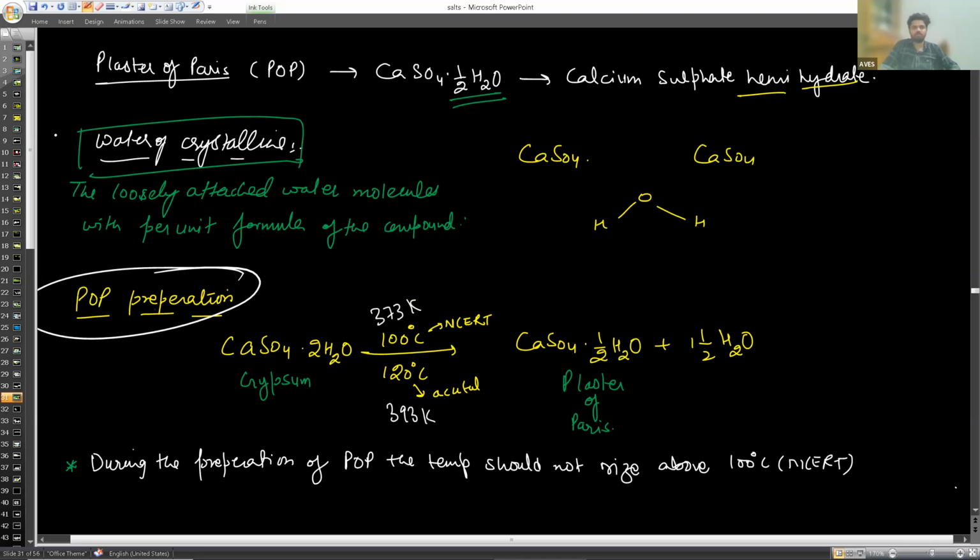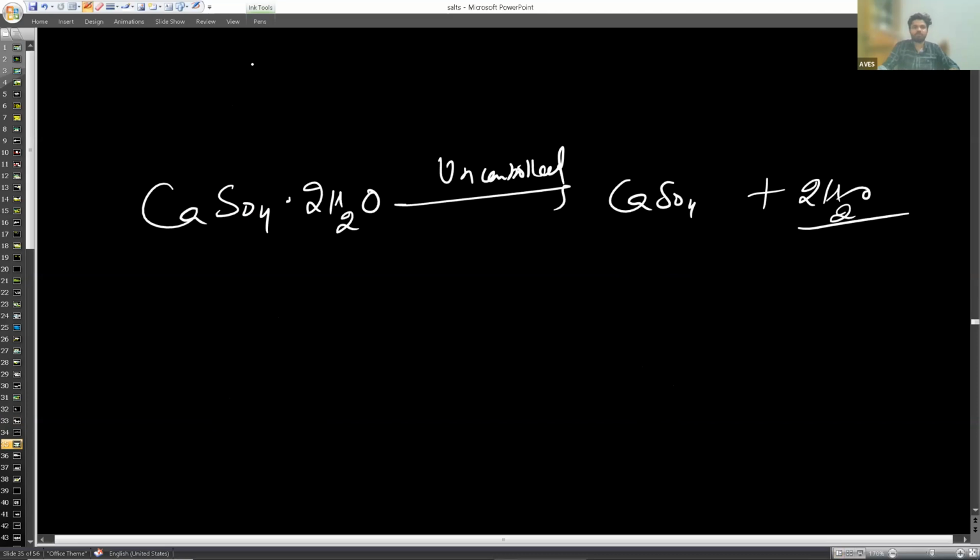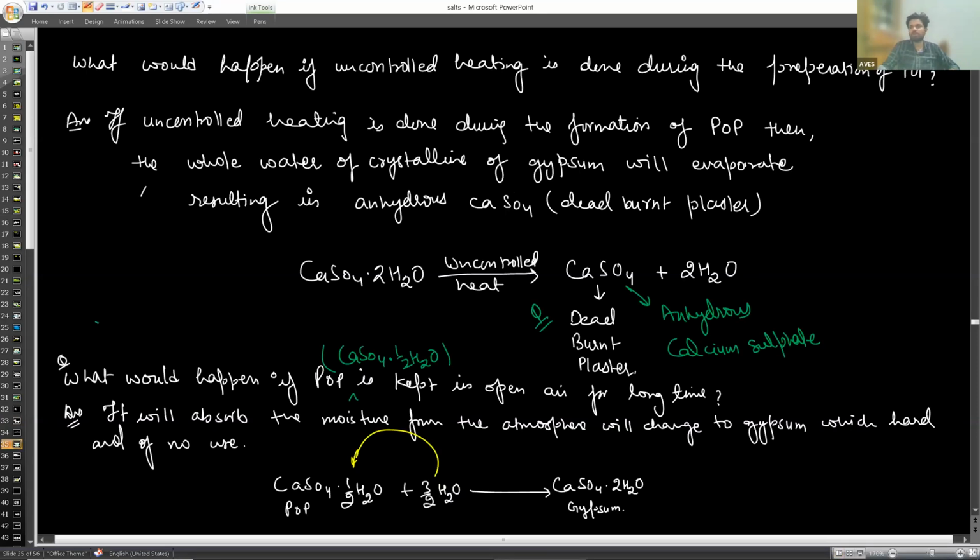So here the question comes: what happens if uncontrolled heating is done during the formation of POP? If uncontrolled heating is done, then the whole water of crystallization will get evaporated, resulting in the formation of anhydrous calcium sulfate. Anhydrous means without water. We call it dead burnt plaster. This question is very important and is going to come related to POP.